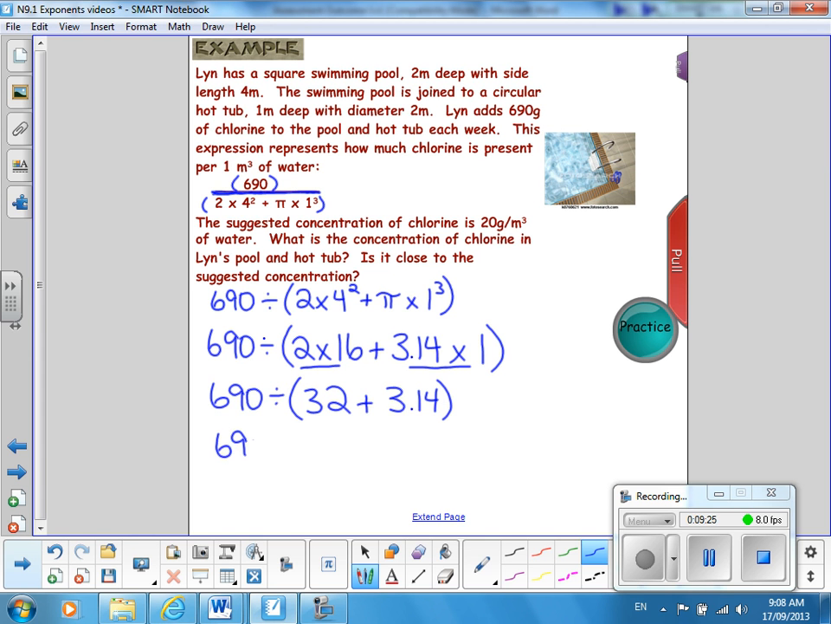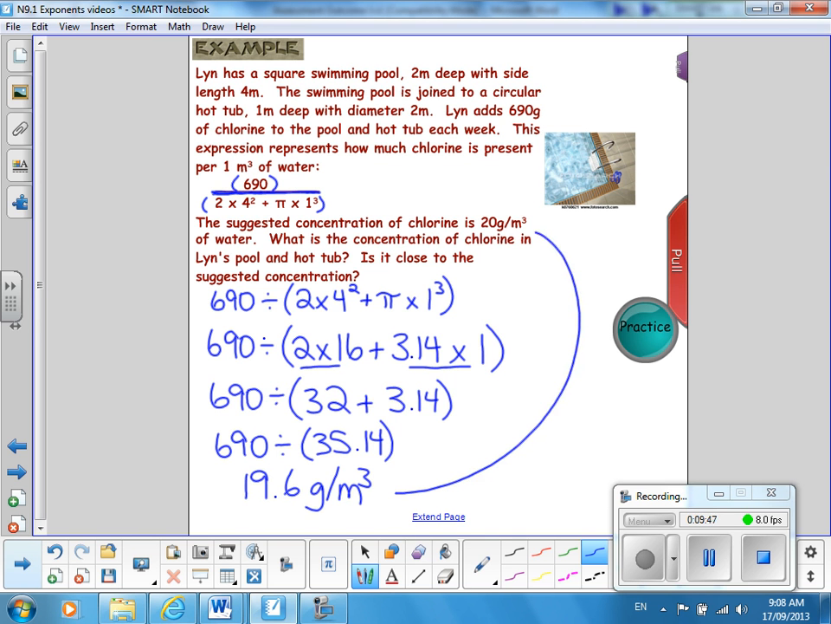So we get 690 divided by, we can now add this, 35.14. And now we can do our division. And we get 19.6, and this would be in grams per meter cubed. So is she close to the recommended amount? Yes. 19.6 is very close to 20. So when you have a fraction, that means dividing, but you must simplify the numerator and you must simplify the denominator before you do the division.